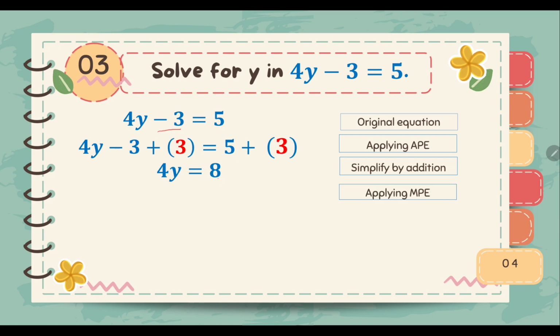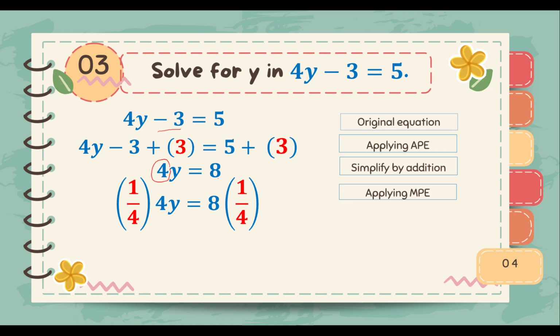Then, we have to apply the multiplication property of equality so that we are left with the coefficient of y to be 1. 4 times y, the coefficient of y is 4. So we get the reciprocal of 4, and that is what we use to multiply both sides of the equation. So 1/4 times 4y is equal to 8 times 1/4.